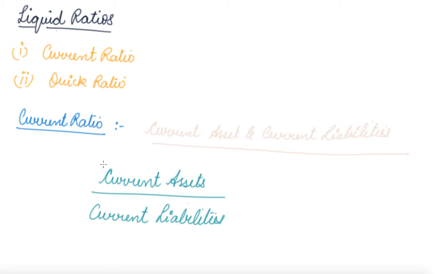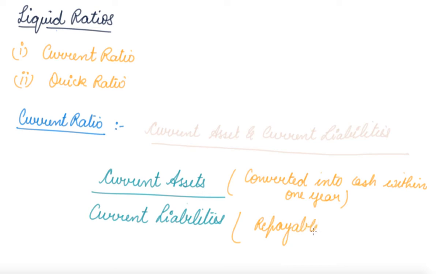Now your current assets include those assets which can be converted into cash within a year's time, and your current liabilities are those liabilities which are repayable in the year's time. These are the ones that can be converted into cash within 1 year, and this can be repayable in cash within 1 year, right? So your current ratio is basically current assets divided by current liabilities.